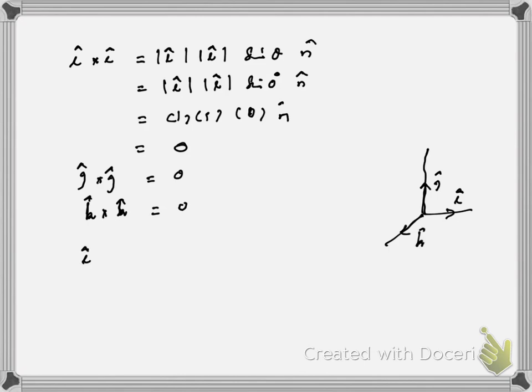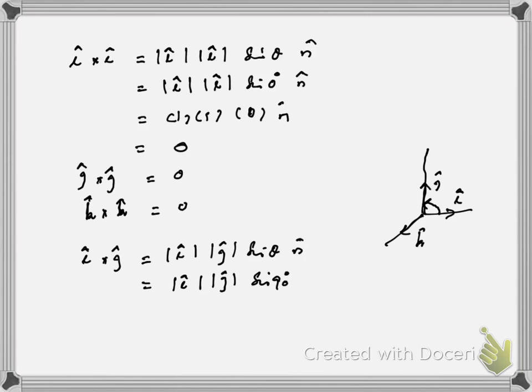Now I cross J is equal to magnitude of I into magnitude of J into sine of theta n cap. Now I cap into J cap into sine of angle between I and J. Angle between I and J is the same as angle between X and Y, which is 90, and sine 90 is equal to 1. 1 multiplied by 1 multiplied by sine 90 is 1, n cap. It is equal to n cap. Now this n cap is the result of I cross J.